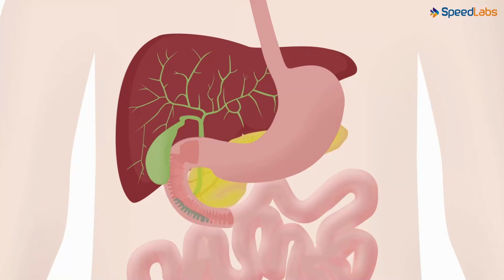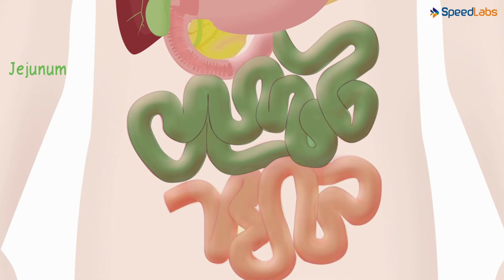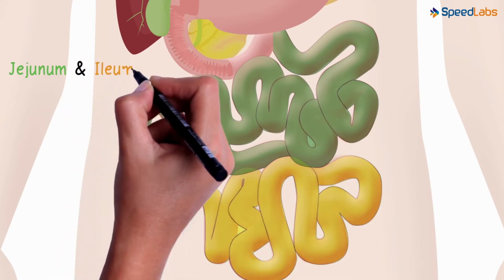In the previous video, we saw how food is broken down in the duodenum. From the duodenum, it is passed to the second part of the small intestine called the jejunum. And the third part of the small intestine is the ileum.